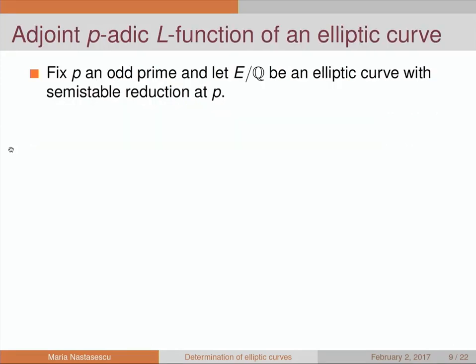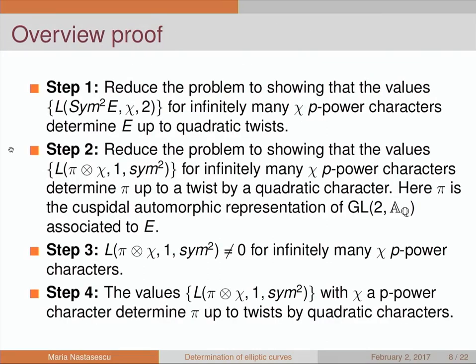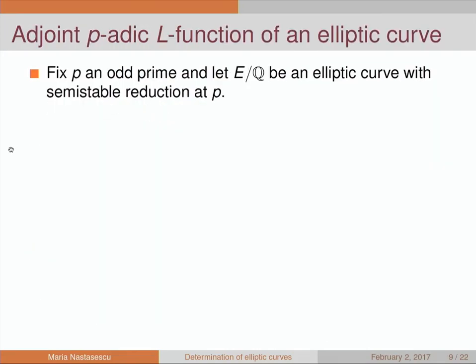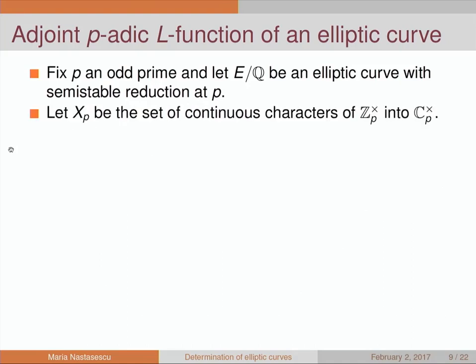Okay, so now I'll go back and talk about how we define the adjoint p-adic L function of an elliptic curve and explain how the steps actually go in more detail. So I fix an odd prime p such that E is an elliptic curve with semi-stable reduction at p. So then I look at the set of all characters from Zp star into Cp star.